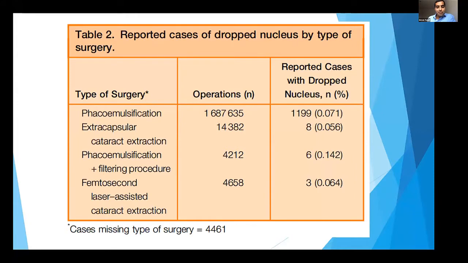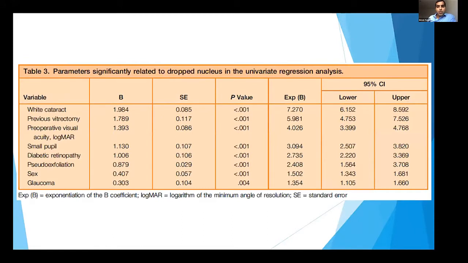So don't be fooled into thinking that you can automatically assume that a filtering procedure equals a high risk of lens drop just because of the procedure. You must also account for the fact that different characteristics of patients go into those different types of surgeries. Initially, what they did was a univariate analysis, and that's when you essentially monitor a single factor or variable in your analysis. So it's useful for giving you an initial idea or initial picture of your data.